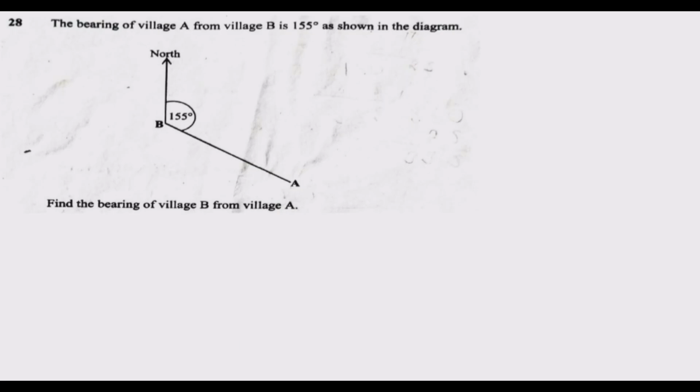The question is: the bearing of village A from village B is 155 degrees as shown in the diagram. We can take time again and look at the diagram. Now we can see the bearing, the north, village A and village B. The question is, find the bearing of village B from village A.